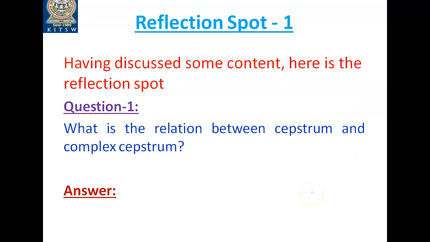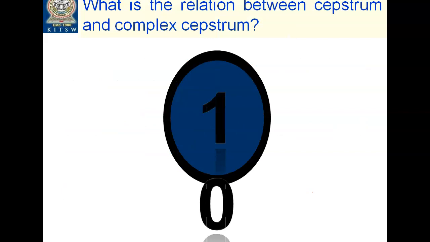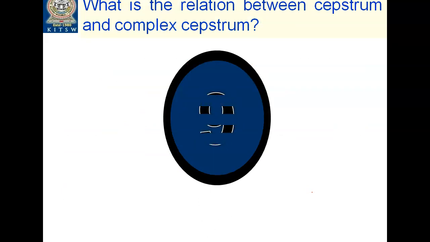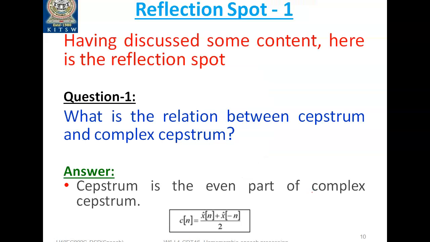Now, what is the relation between the cepstrum and the complex cepstrum that we saw in the previous video? Always remember, the cepstrum c of n is the real part of the complex cepstrum, that is x cap of n. So c of n is equal to x cap of n plus x cap of minus n, the whole divided by 2. That is the relation between the real cepstrum and the complex cepstrum. So the cepstrum is the even part of the complex cepstrum. This is a very important relation to understand.